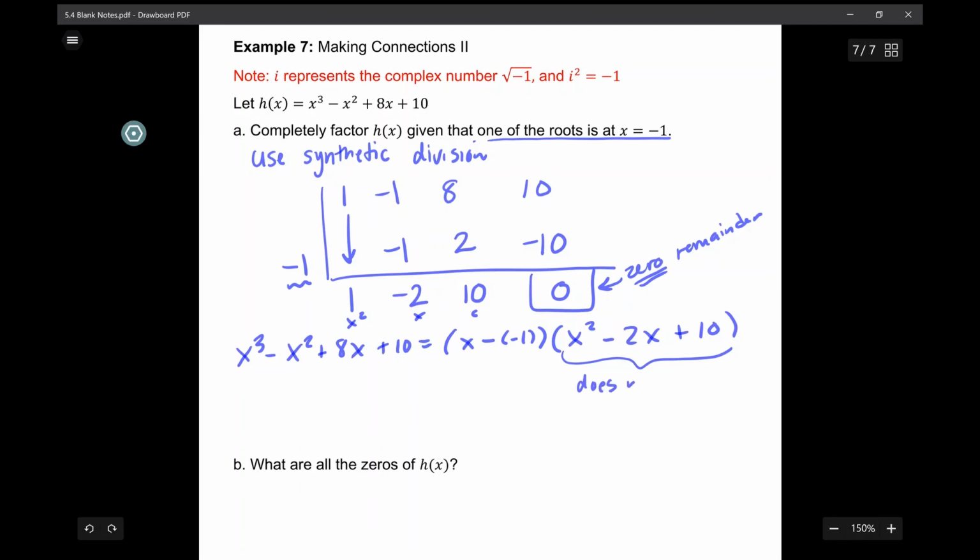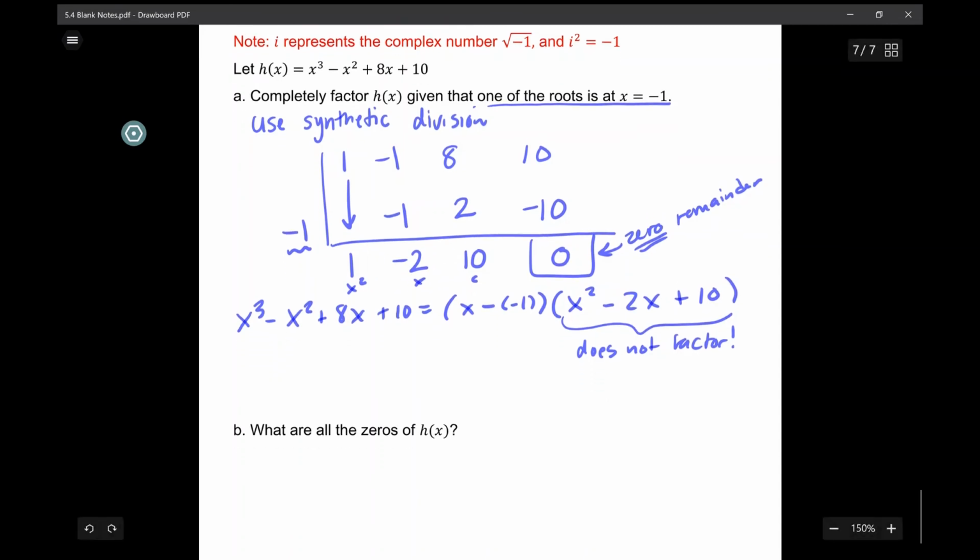So what we're going to do is say that this is completely factored. Okay? So completely factored form is going to be, I'm going to write it as x plus 1, x squared minus 2x plus 10. That is completely factored for this polynomial. That quadratic part doesn't factor.